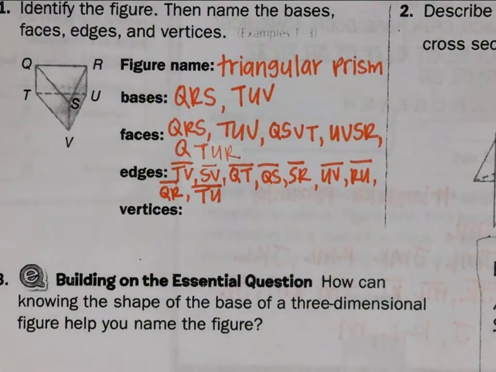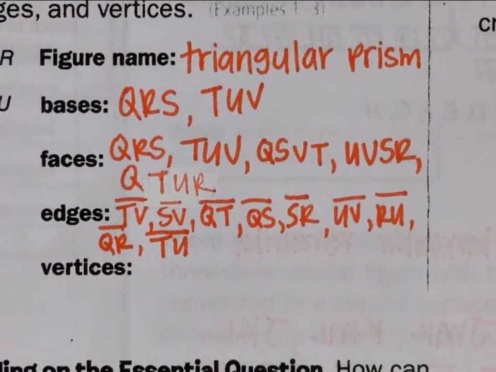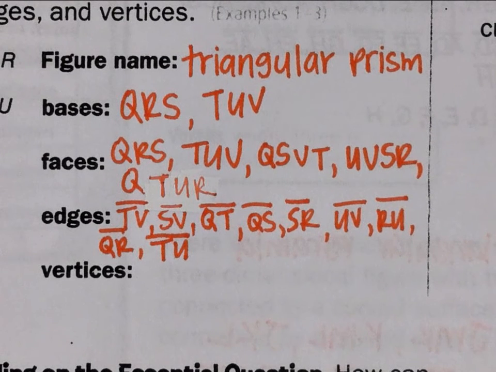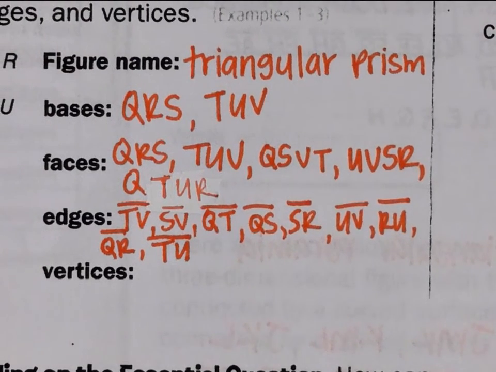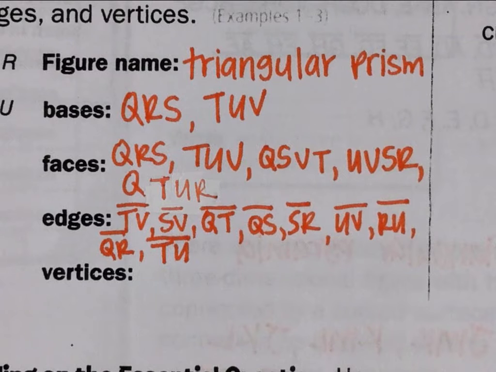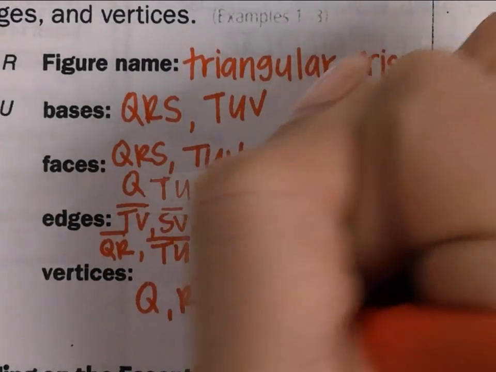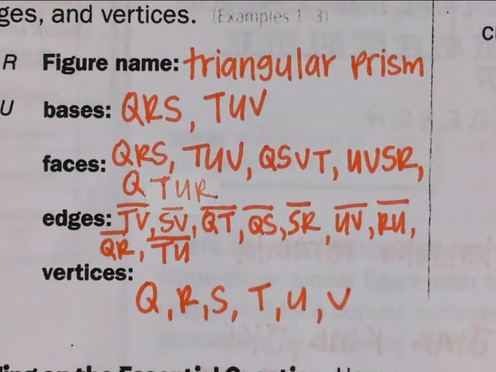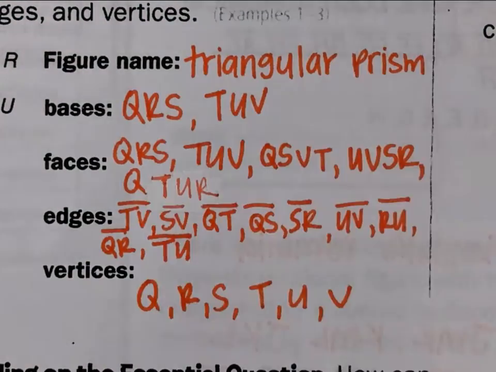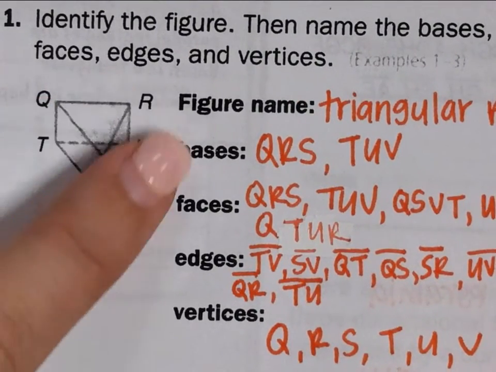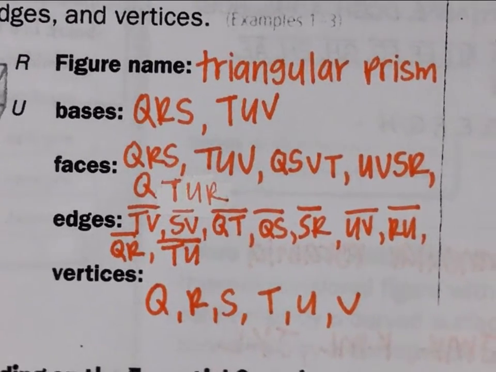Can y'all see that okay up there? Alright, what are my vertices? Somebody other than Madeline. Asia. QRSTUV. Okay. You got it. So that's just all of those corners. Okay. Any questions about that?